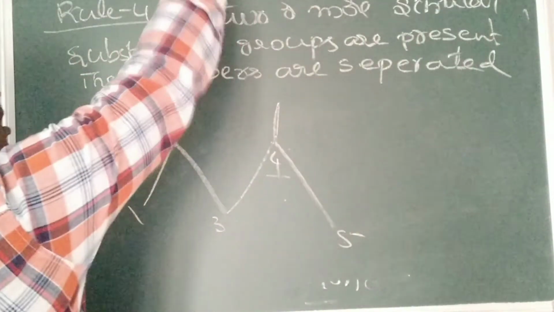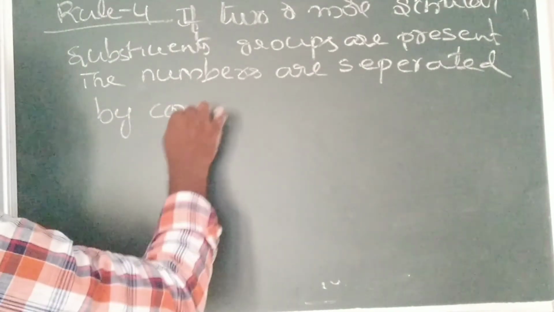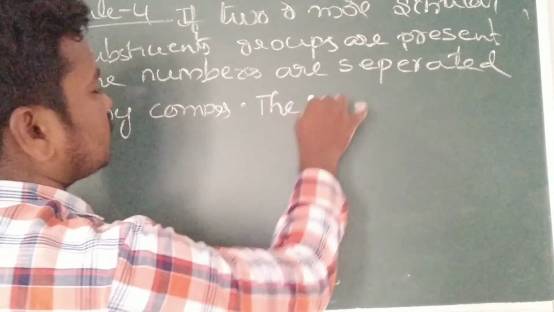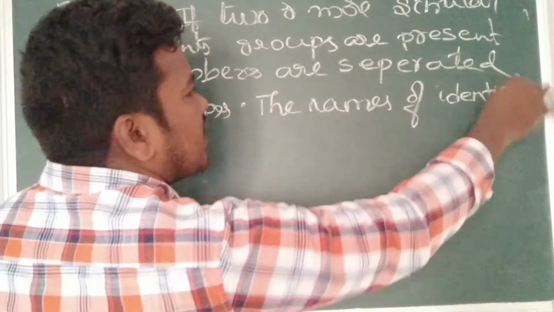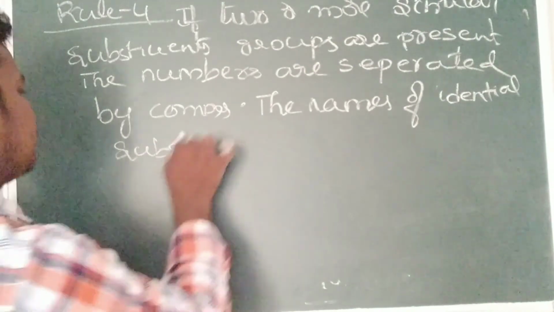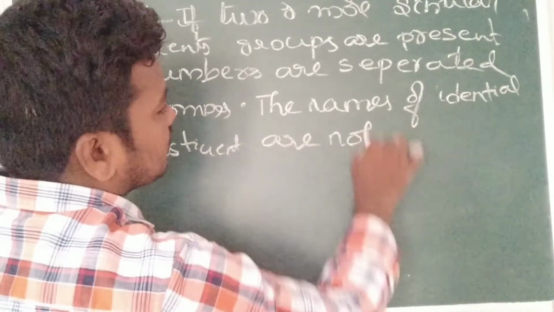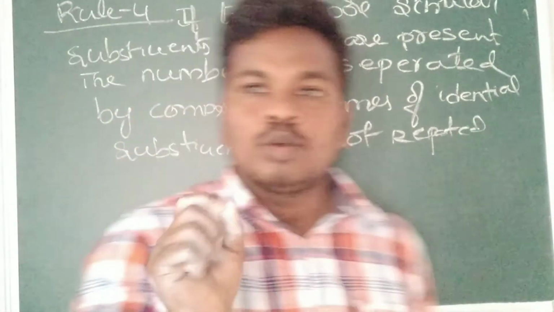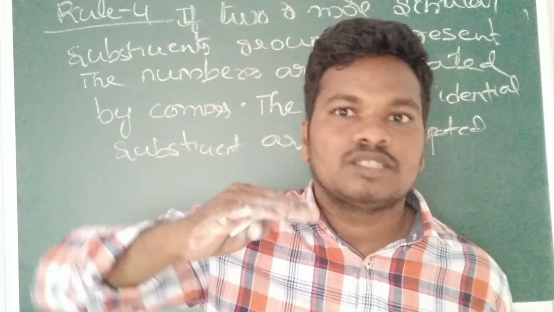Number positions are separated by commas. The names of identical substituents are not repeated. So if a methyl is present on the second position, 2 methyl, again on the fourth position, 4 methyl, again on the sixth position, 6 methyl.